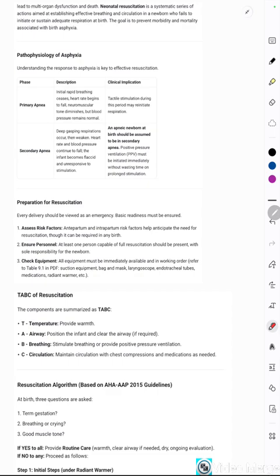In secondary apnea, deep gasping respirations occur, and the heart rate and blood pressure continue to fall and the infant becomes flaccid. An apneic newborn at birth should be assumed to be in secondary apnea. Positive pressure ventilation should be started immediately, and there is only 1 minute to decide this. This is called the golden minute.